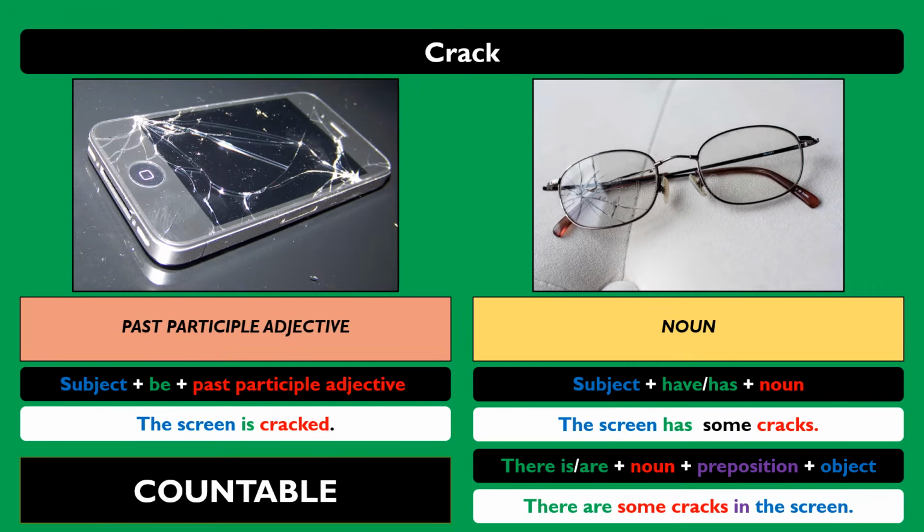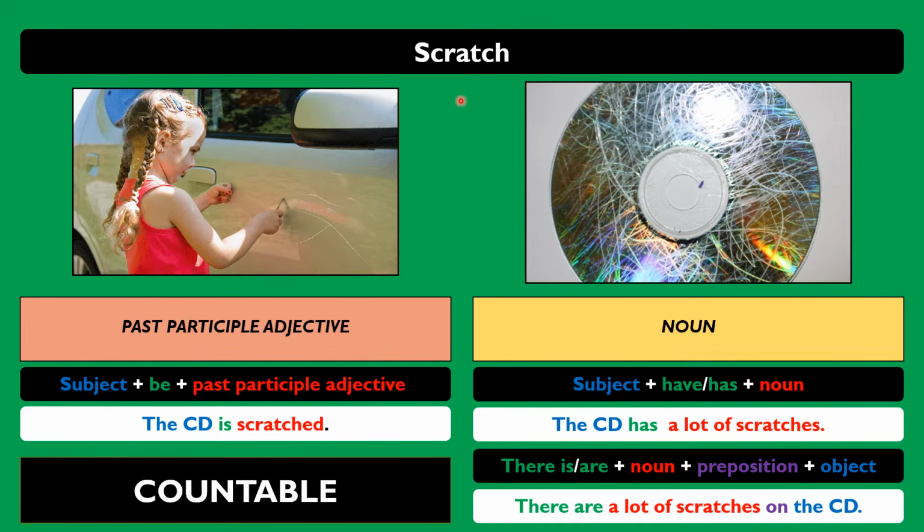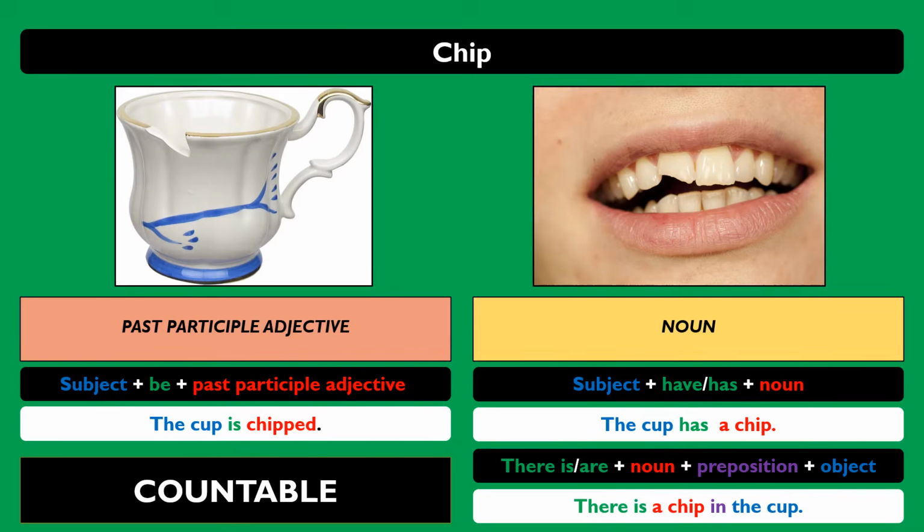Crack. The screen is cracked. The screen has some cracks. There are some cracks in the screen. Scratch. The CD is scratched. The CD has a lot of scratches. There are a lot of scratches on the CD. Chip. The cup is chipped. The cup has a chip. There is a chip in the cup.